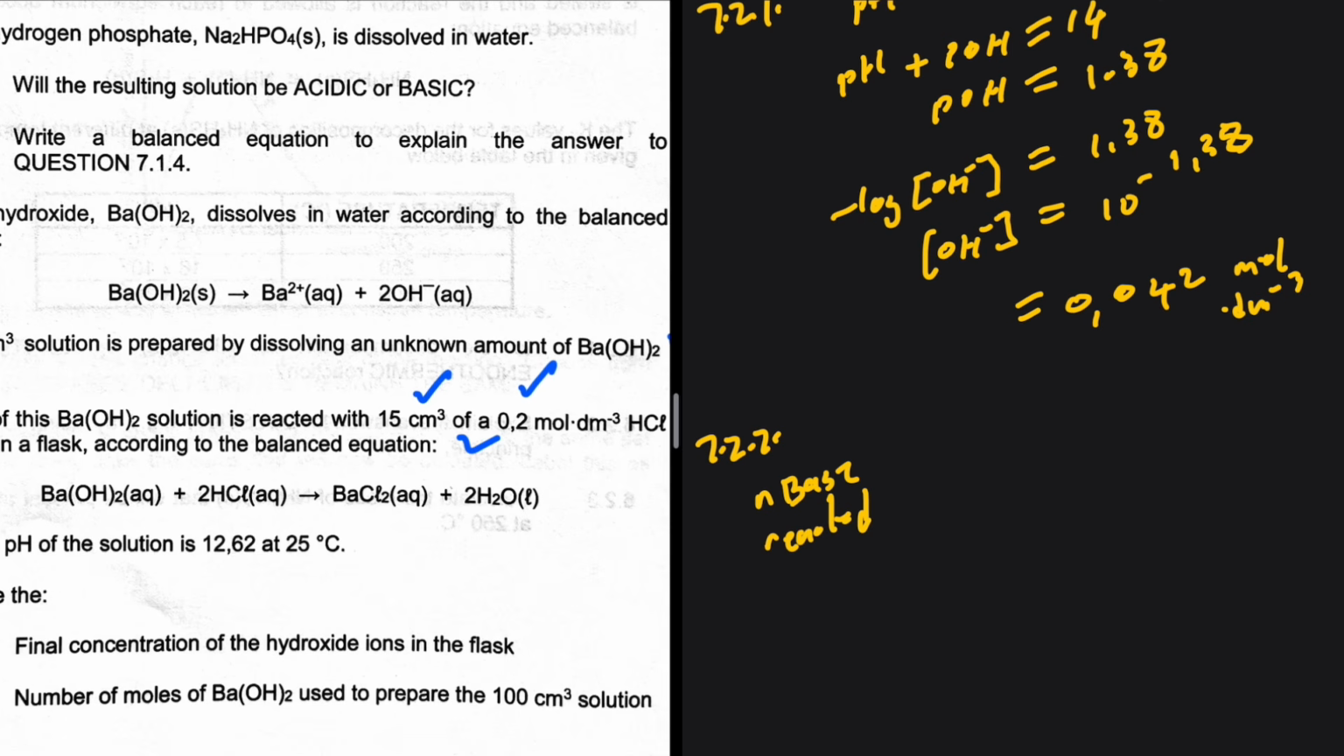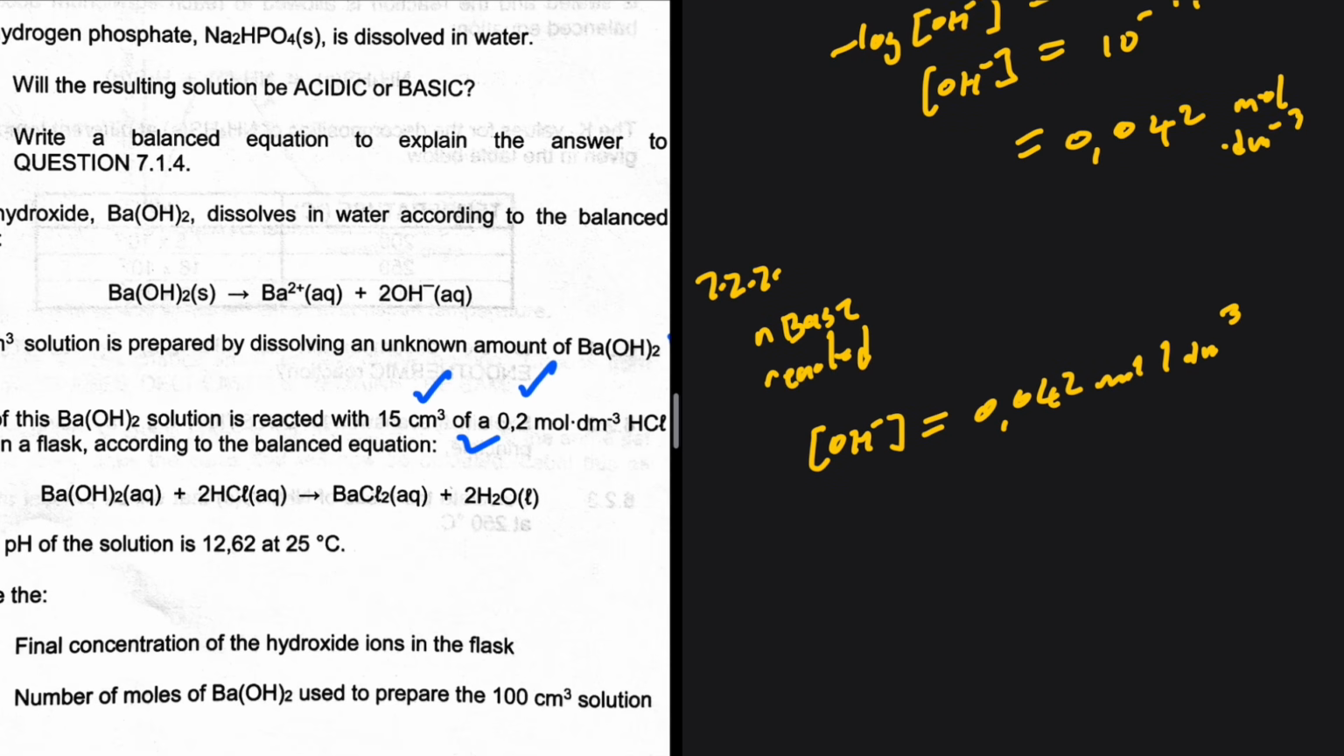So we can find the initial. Let's go. We ended up saying that the concentration of OH minus is equal to 0.042 moles per decimeter cube. We can then calculate the number of moles of this OH minus. The number of moles of OH minus is equal to C multiplied by V.